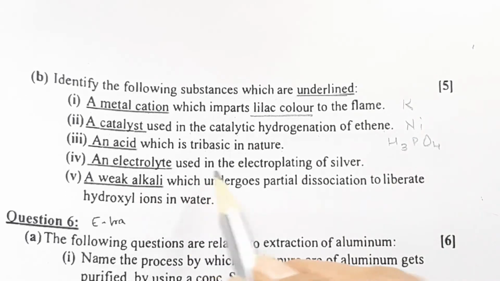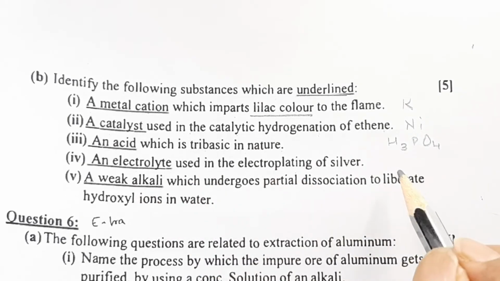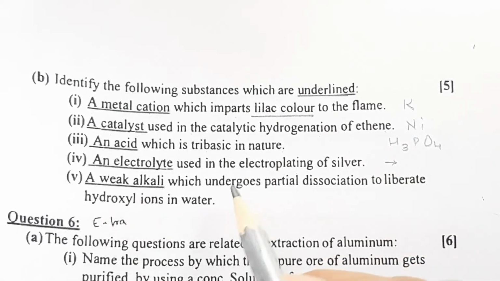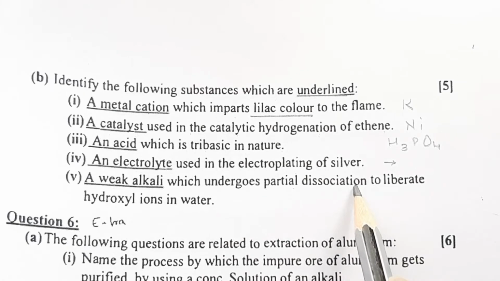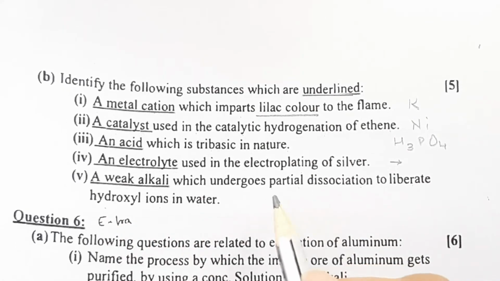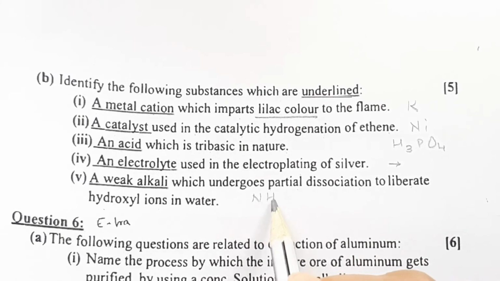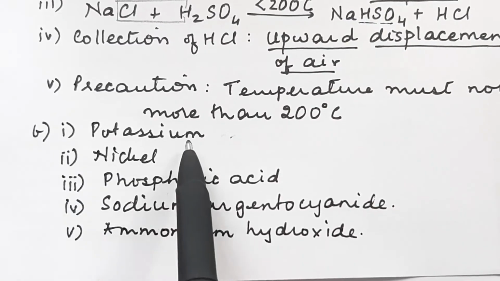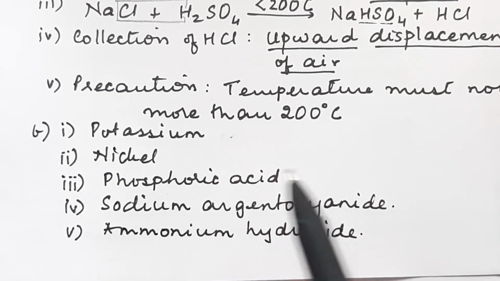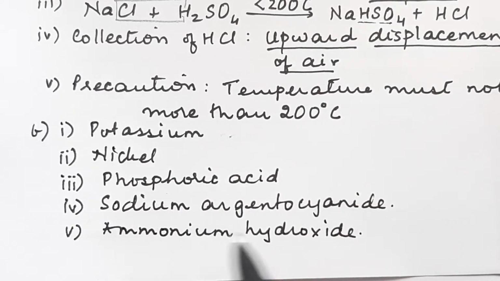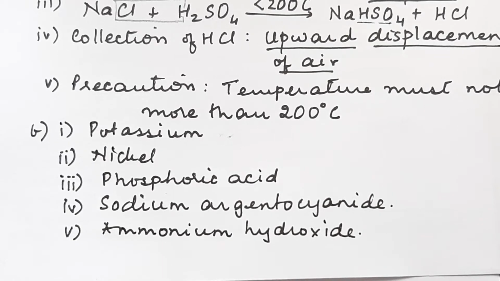An electrolyte used in electroplating of silver is sodium argentocyanide. A weak alkali that undergoes partial dissociation to liberate hydroxyl ions in water is going to be NH4OH. Okay, so let us see how we write these answers. So this is how we write. We don't write KNiH3PO4. We have to write the names like this. Okay, that finishes our question 5.